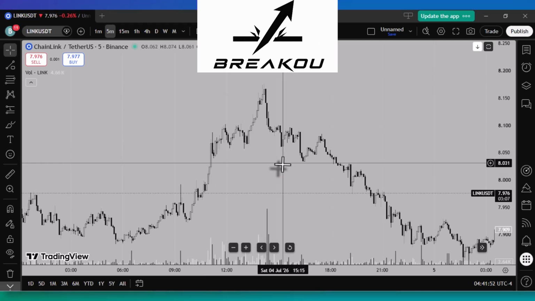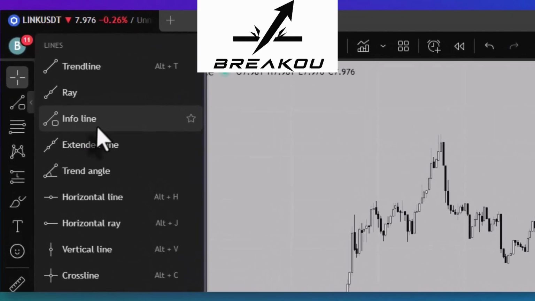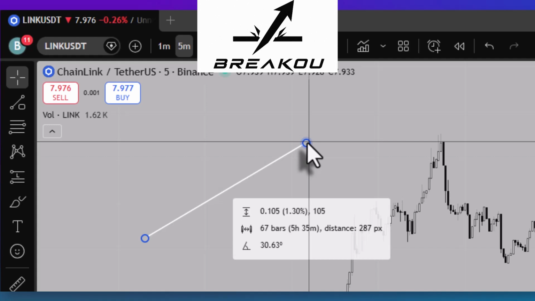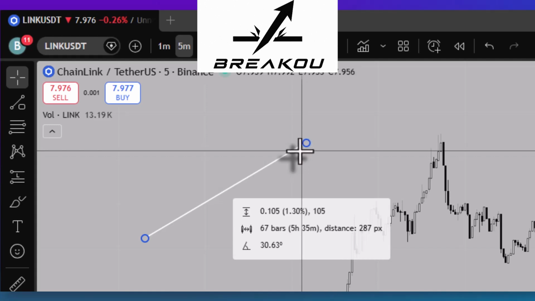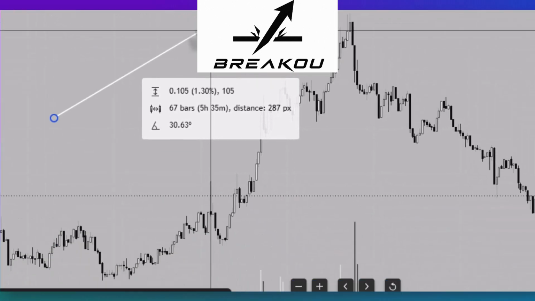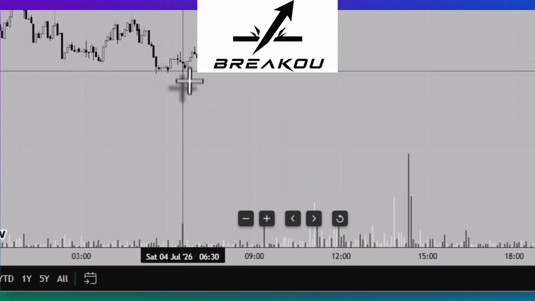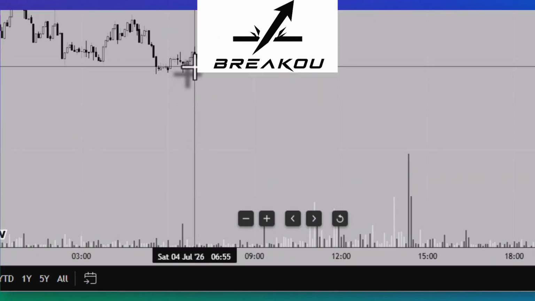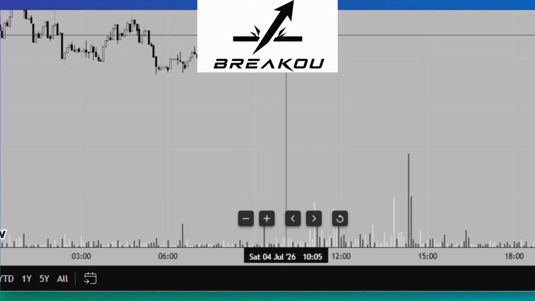Let me show you a simple way to spot a trend change using the info line. Our info line is here in TradingView. First, find one higher low, then find the next higher low. This is our first higher low, and our next higher low is here.